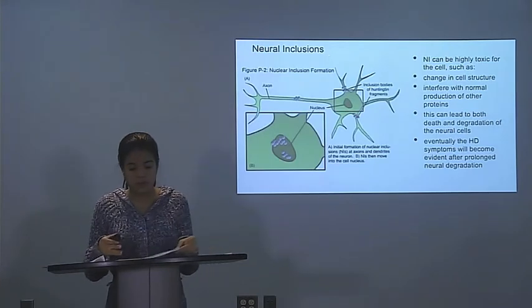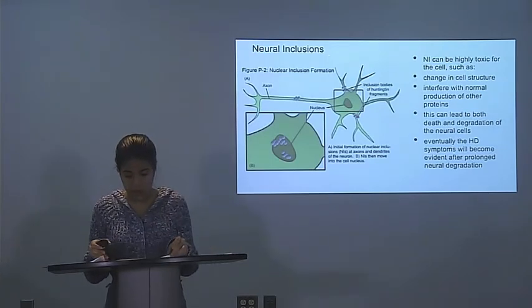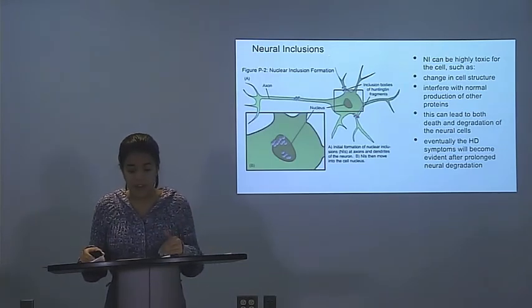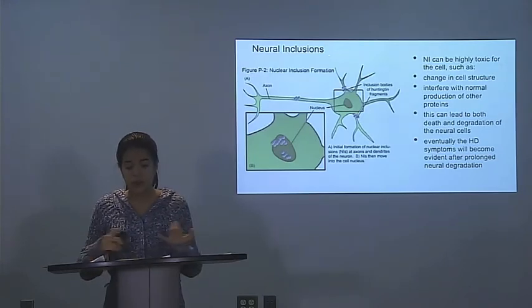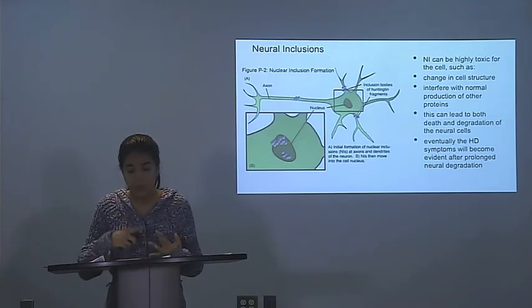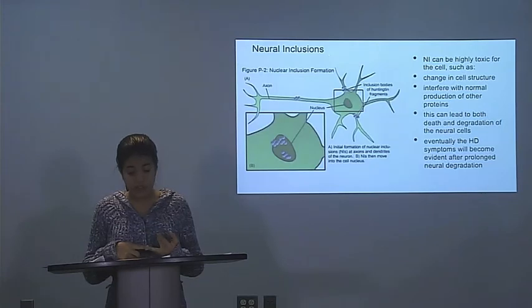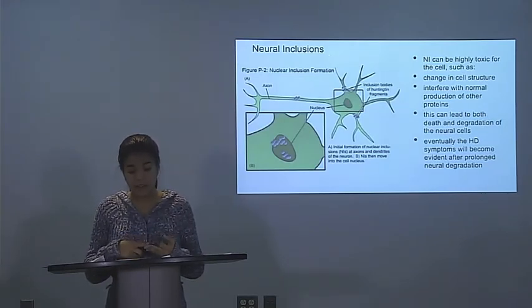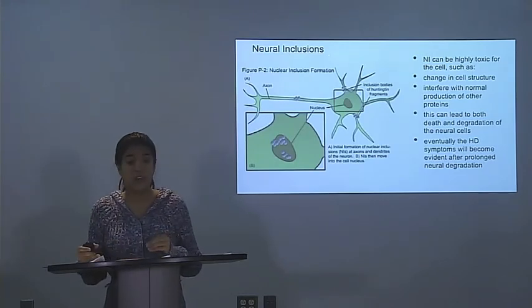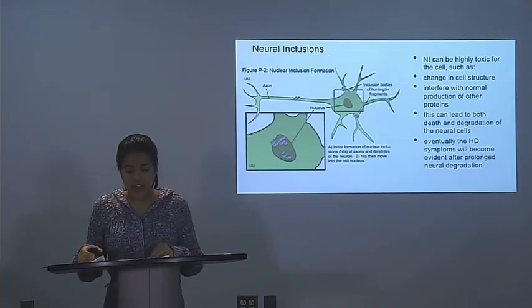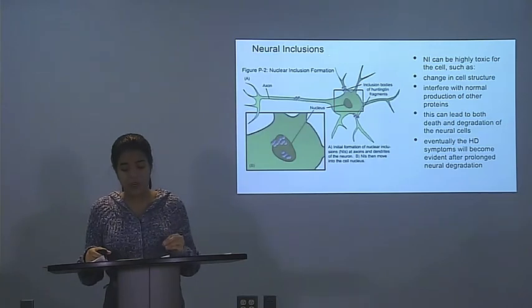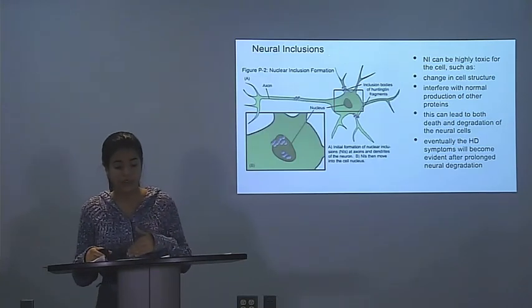So some of the consequences that neural inclusions can cause would be change in cell structure, interference with normal production of other proteins that can lead to both death and degradation of neural cells. Eventually, the HD symptoms will become evident after prolonged neural degradation.